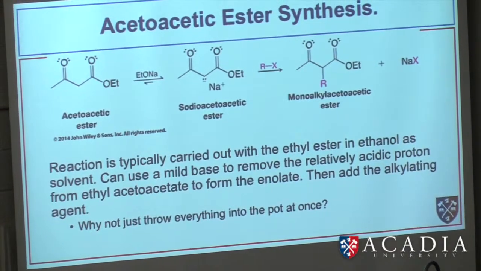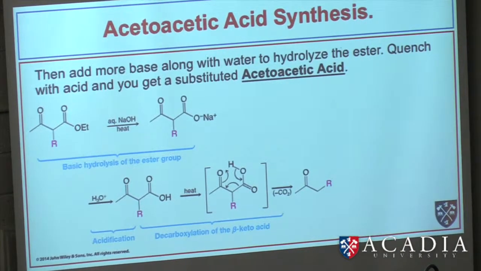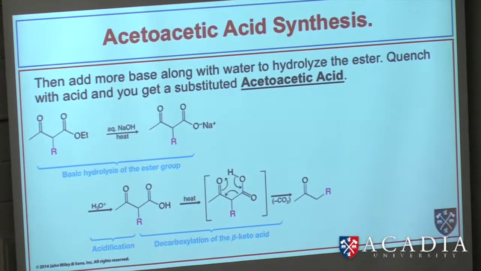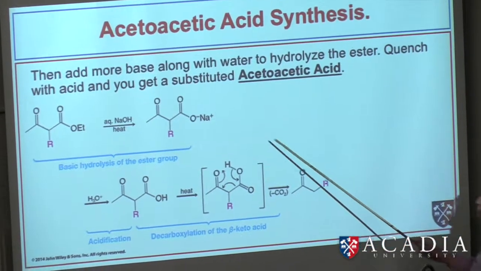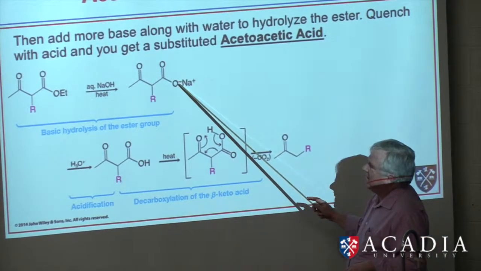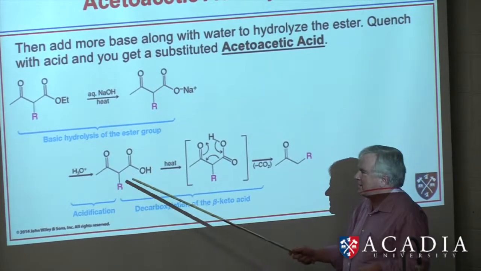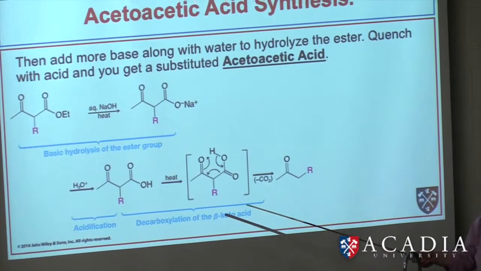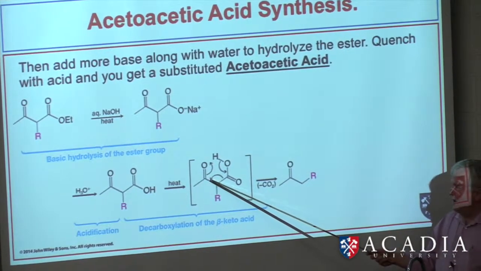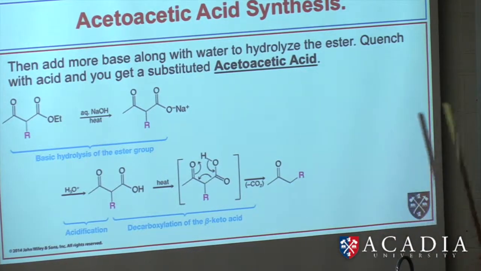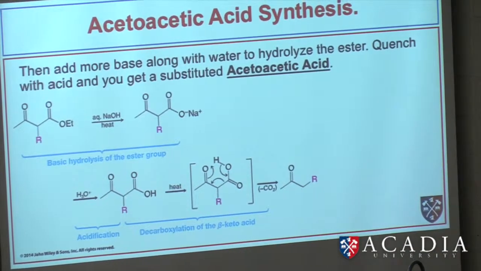We talked about this last class. The mechanism is not that difficult. So at the end, though, we do a hydrolysis reaction to get rid of the ester and make the carboxylate. We quench it with acid to make the carboxylic acid. These undergo a particularly facile decarboxylation. We can push the arrows like this where we lose CO2, and we end up getting a substituted acetone.